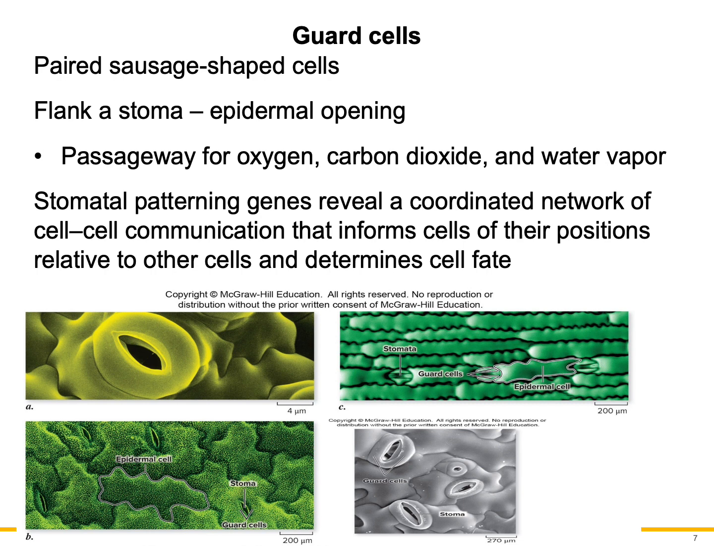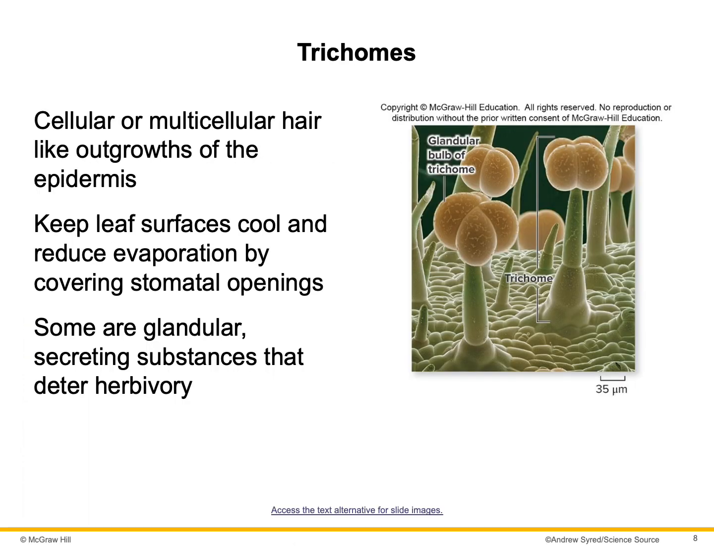This is a coordinated network of cell-to-cell communication that determines cell position and their cell fate in the lower epidermis of the plant leaf. And here is a picture of stomata and the guard cells, as you can see in the lower epidermis, and you can see epidermal cells as well here.